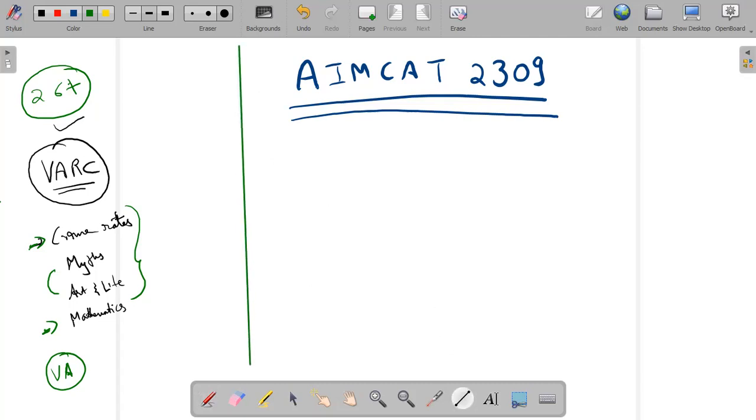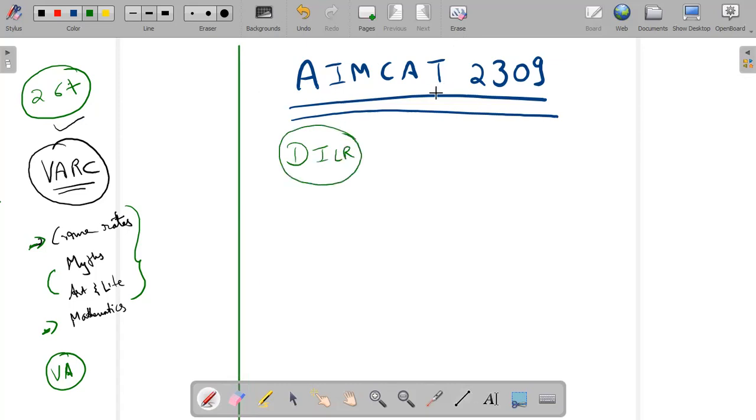And now let's move to the DILR. People have scored 60 out of 60 here, and obviously many people have scored 40 plus also. So again, if I start with the sets, it was 6, 6, 4, 4, so 6 questions sets and 4 questions sets. There was one means of transport set, quite easy. Just two different arrangements were there, and they were very simple.